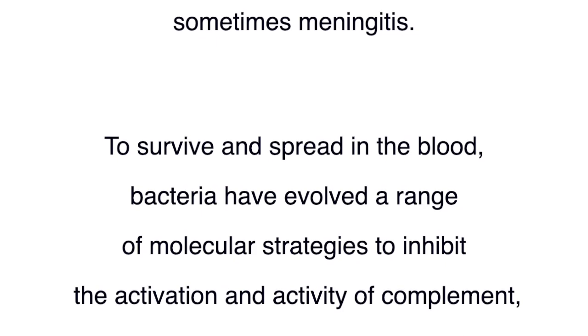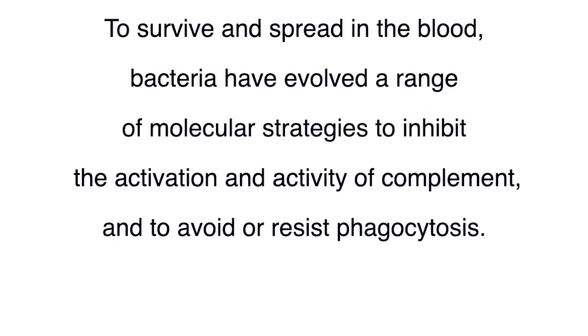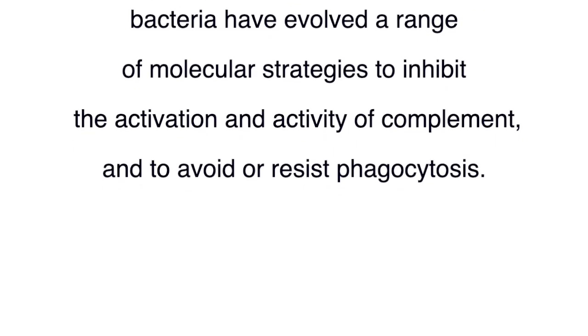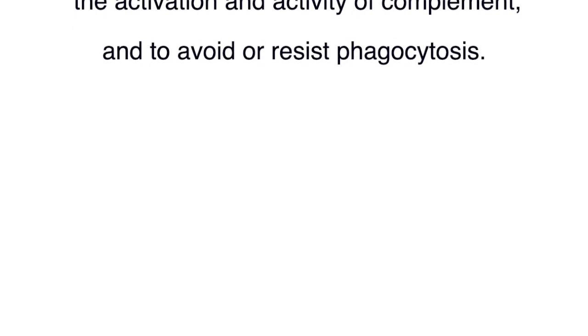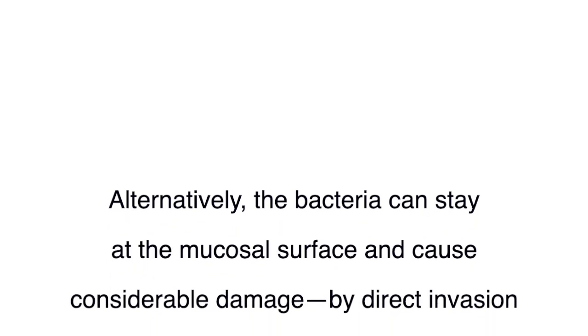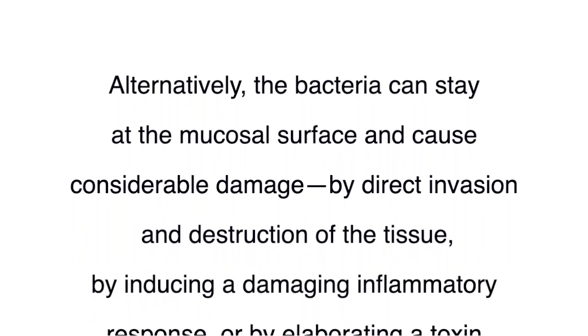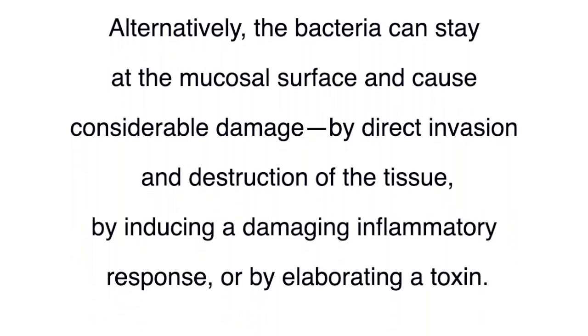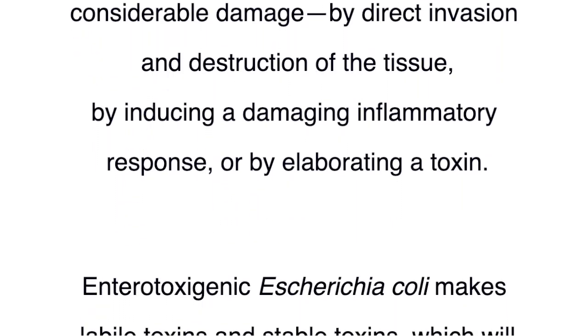To survive and spread in the blood, bacteria have evolved a range of molecular strategies to inhibit the activation and activity of complement and to avoid or resist phagocytosis. Alternatively, the bacteria can stay at the mucosal surface and cause considerable damage by direct invasion and destruction of the tissue, by inducing a damaging inflammatory response, or by elaborating a toxin.